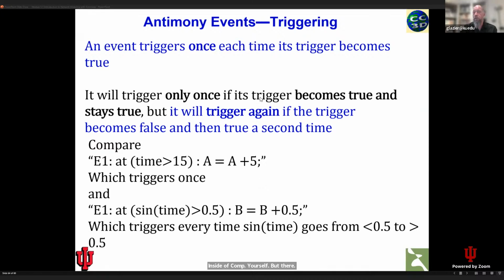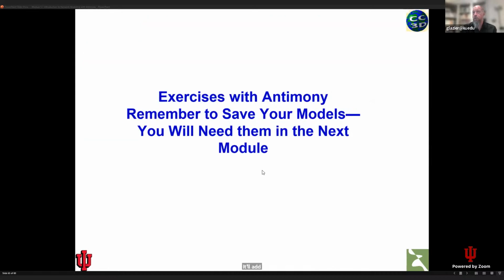There's a concept of a trigger. The event occurs whenever the trigger goes from false to true. So if the trigger is time greater than 15, that only happens once. If the trigger is sine of time being bigger than a half, that will oscillate. When sine of time goes from being bigger than a half to smaller than a half, nothing happens. When it goes back to being bigger than a half, it'll add 0.5 to B a second time. Okay, that's all you need to know about Antimony syntax.